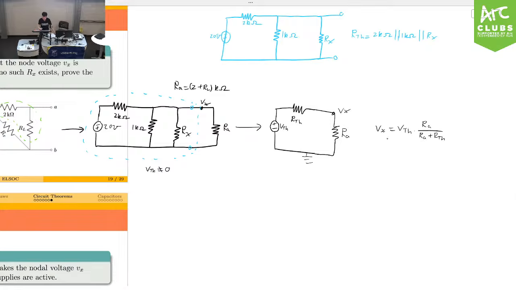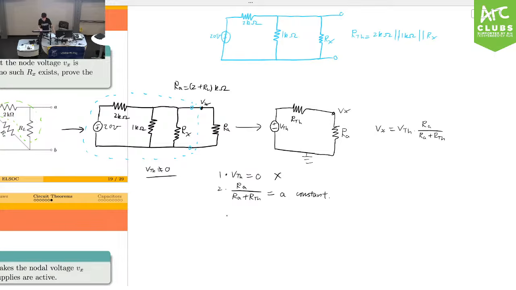So what are the only 2 cases where this can happen? The first one, VTH equals 0. Second one, Ra plus RTH equals a constant. Right, because these are the only 2 cases where Vx is able to stay constant as we change Ra around. So the first is not possible, right? We have basically shown intuitively before that VTH is not going to be 0.